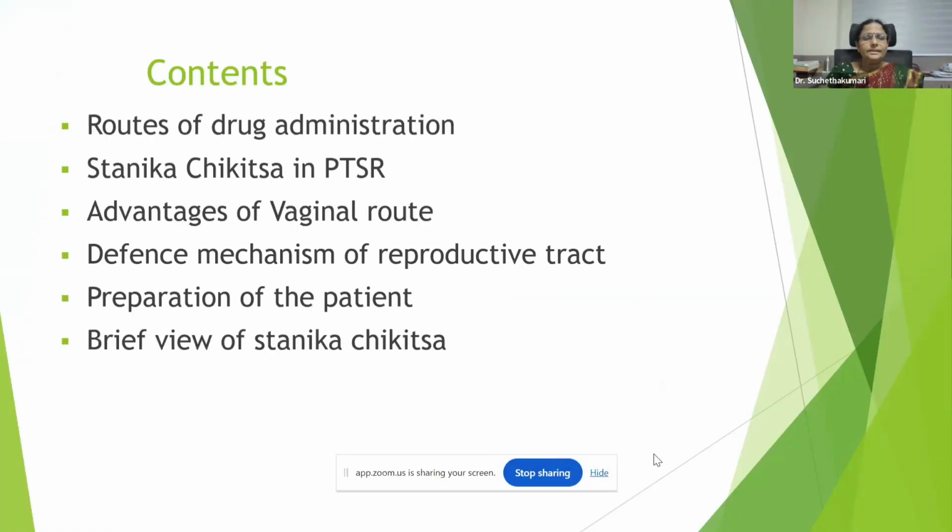So these are the contents: the routes of drug administration, Sthanika Chikitsa in Prasuti Tantra and Streeroga, advantages of the vaginal route, defense mechanism of the reproductive tract, preparation of the patient for the Sthanika Chikitsa procedure, and a brief view of the Sthanika Chikitsa.